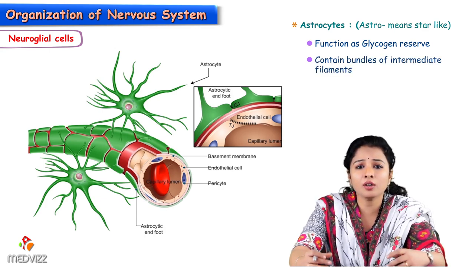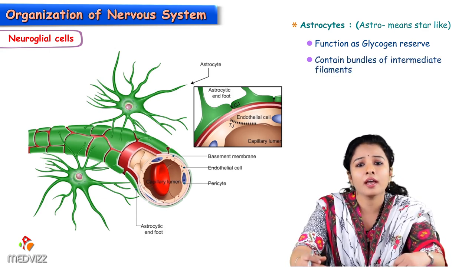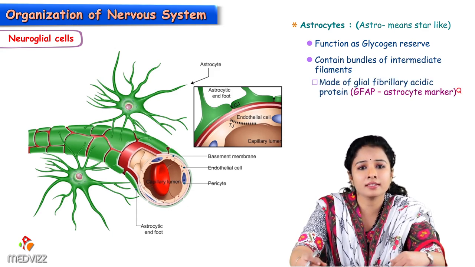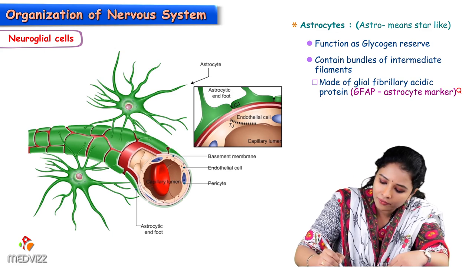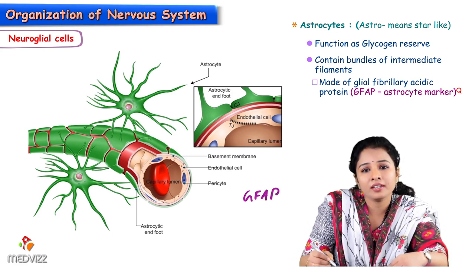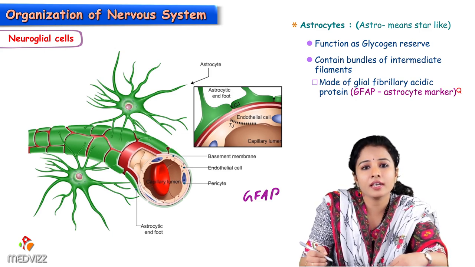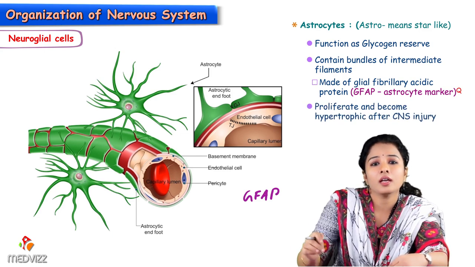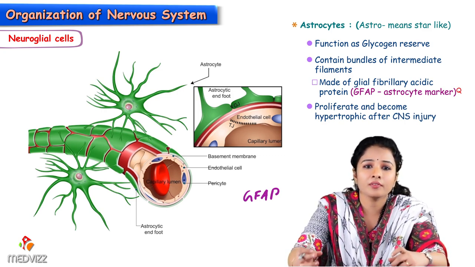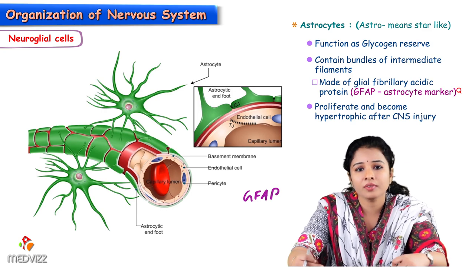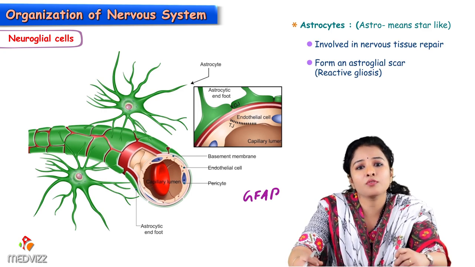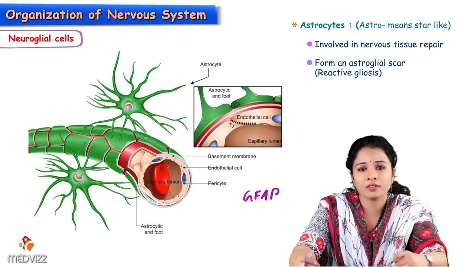They contain bundles of intermediate filaments, and these filaments are made up of glial fibrillary acidic protein, GFAP, which is an astrocyte marker. These astrocytes proliferate and become hypertrophic if there is any CNS injury. So they are involved in nervous tissue repair. Astrocytes form a scar in reactive gliosis.